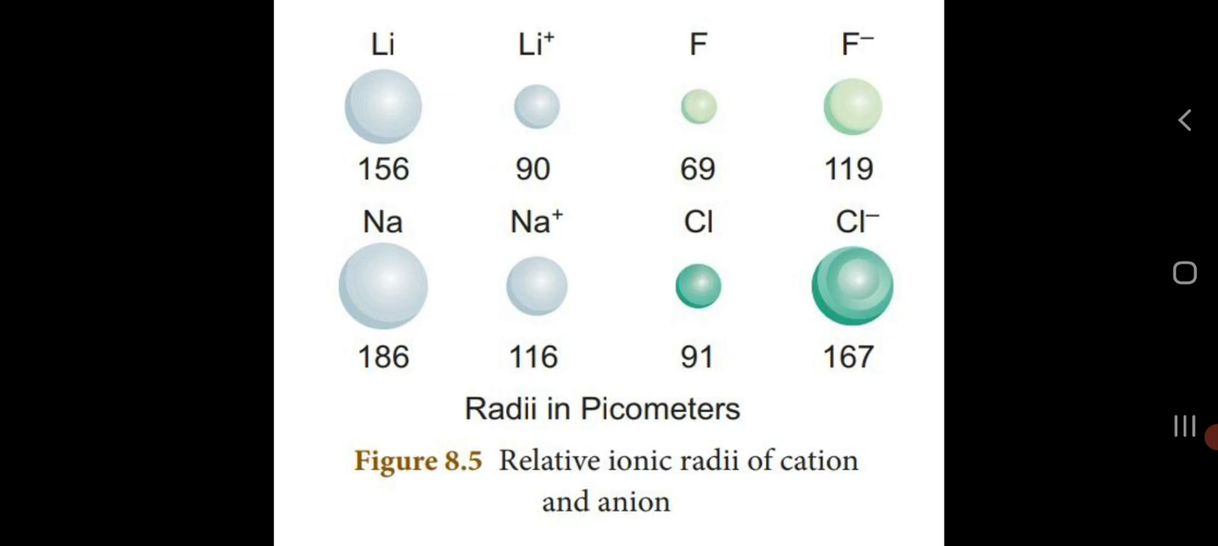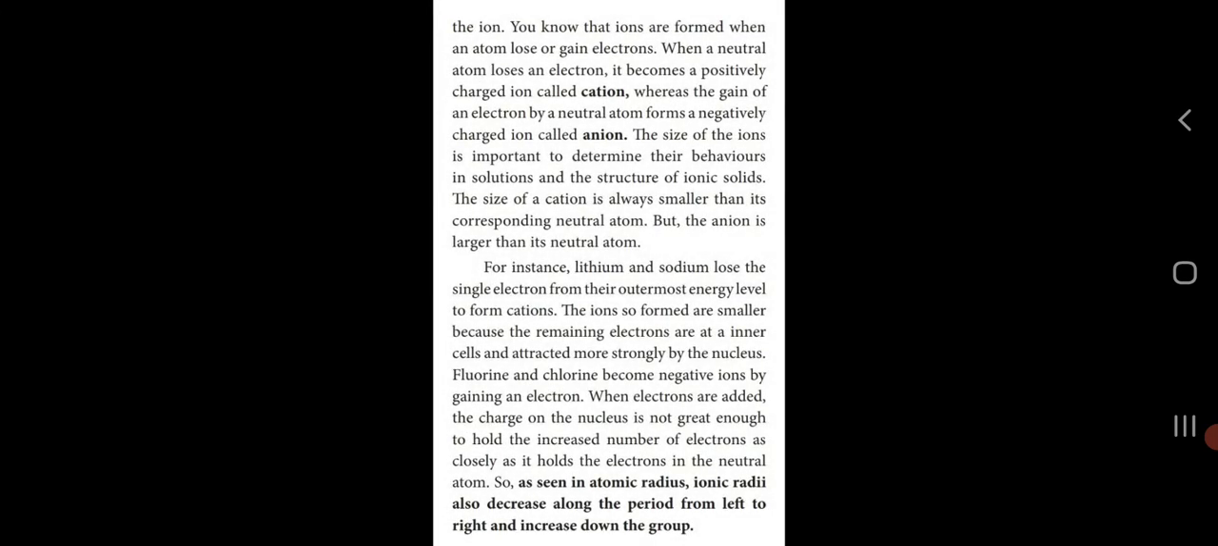Now you see for lithium and fluorine, the ionic radii in picometers they have given is the relative ionic radii of cation and anion. Okay, you have studied cation and anion in your ninth standard classes, and the difference between the ionic radii they have given is just for your reference.